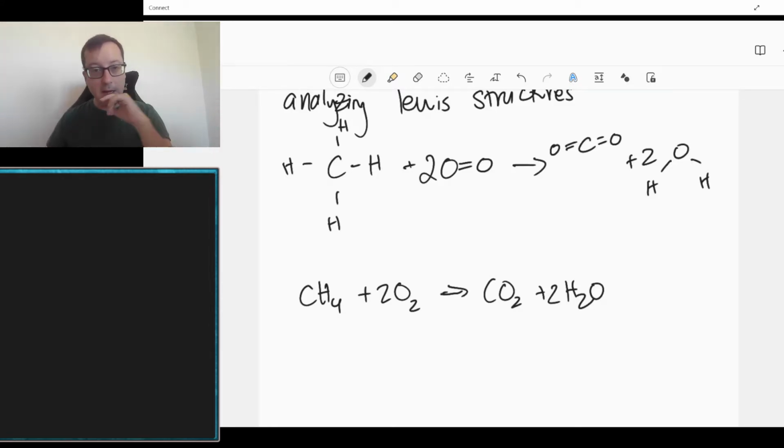So when we're looking at these, with this sort of reaction, we could have gone to the back of the book and checked out our delta HF for all of these compounds, and calculated it doing products minus reactants, right? And so we could do that. But we can also use the Lewis structures. So we have more tools now to do this.